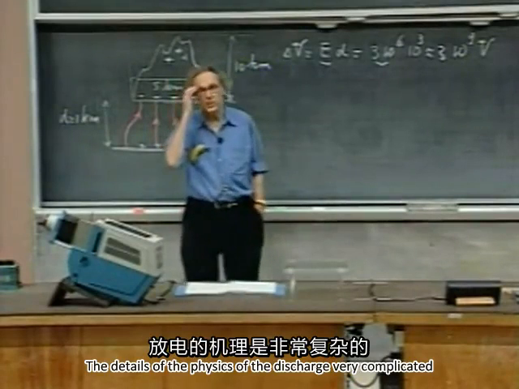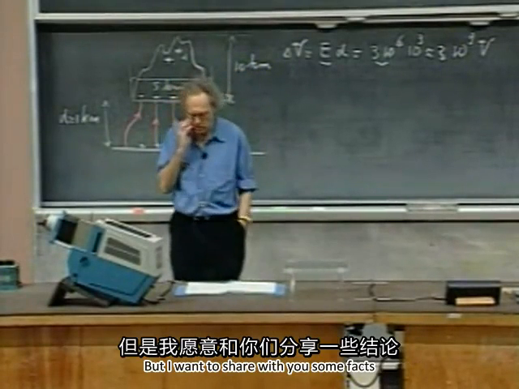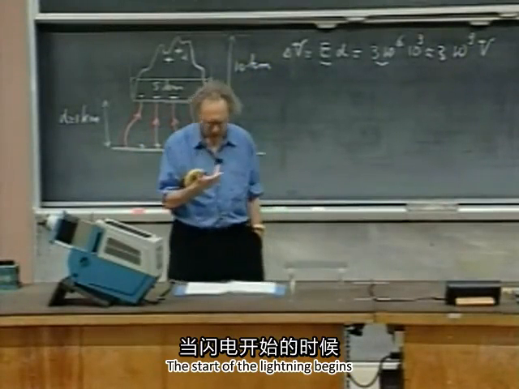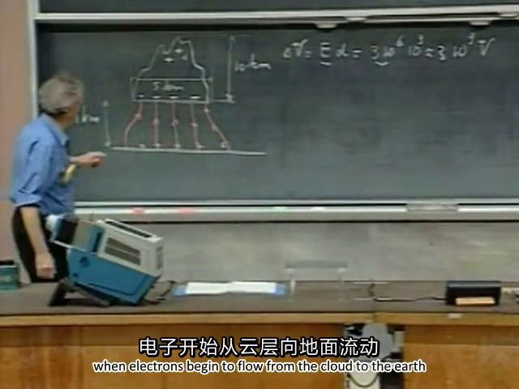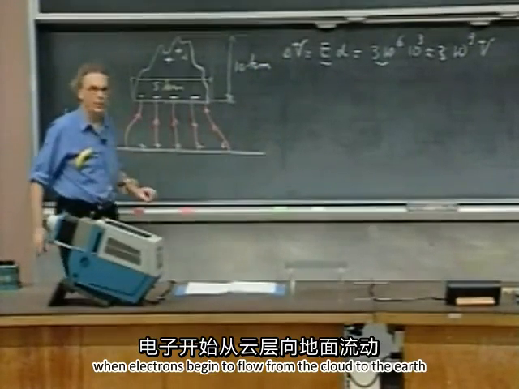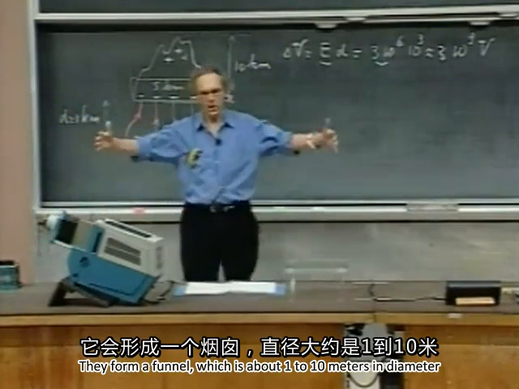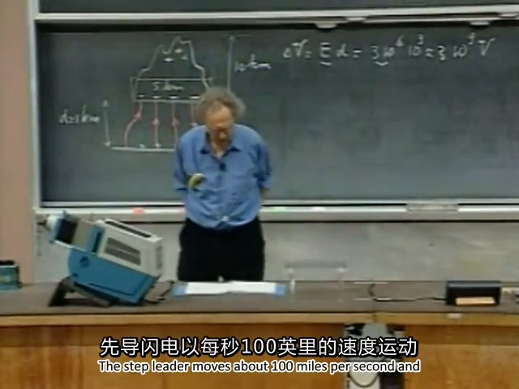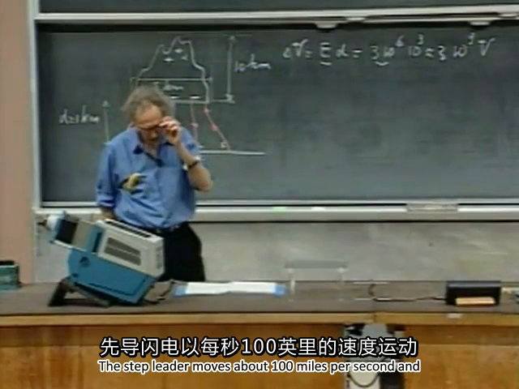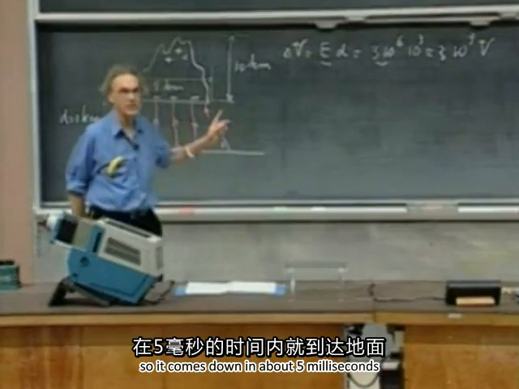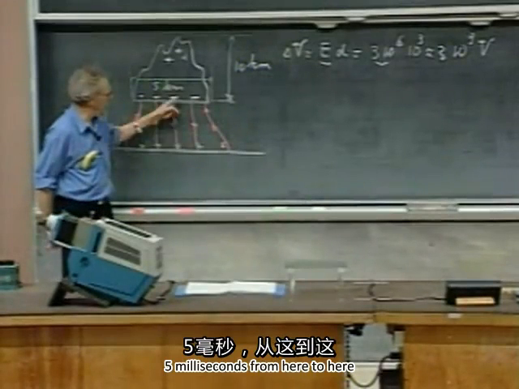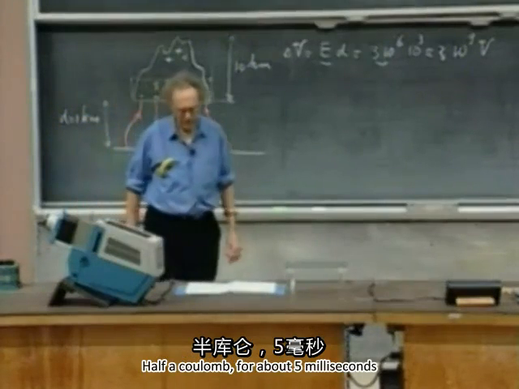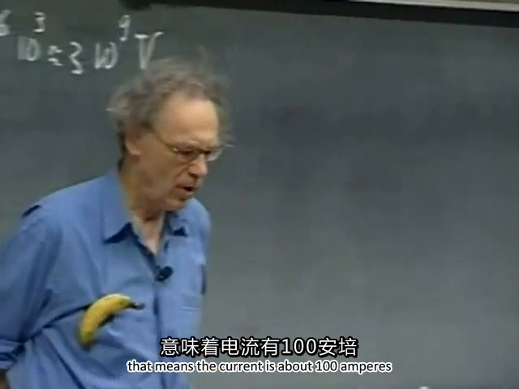The details of the physics of the discharge are very complicated, but I want to share with you some facts without giving detailed explanations. The start of the lightning begins when electrons begin to flow from the cloud to the Earth. They form a funnel which is about 1 to 10 meters in diameter, and we call that the step leader. The step leader moves about 100 miles per second, and so it comes down in about 5 milliseconds. 5 milliseconds from here to here, and it takes about half a Coulomb to the Earth. Half a Coulomb for about 5 milliseconds, that means the current is about 100 amperes.